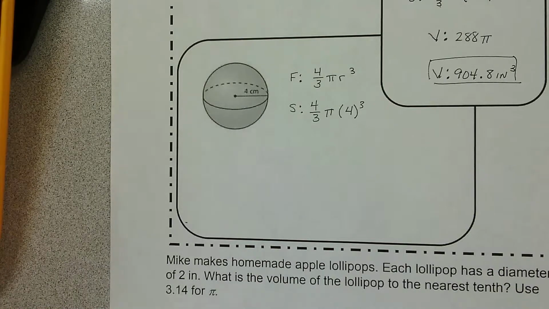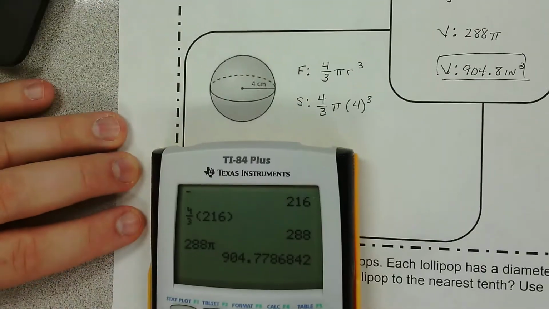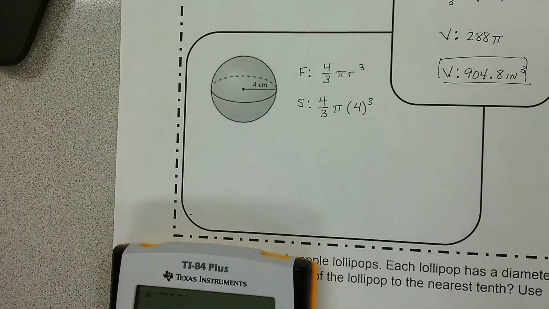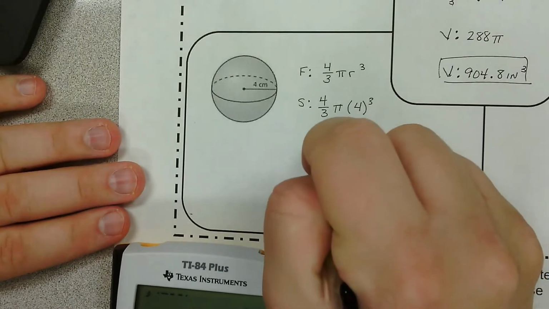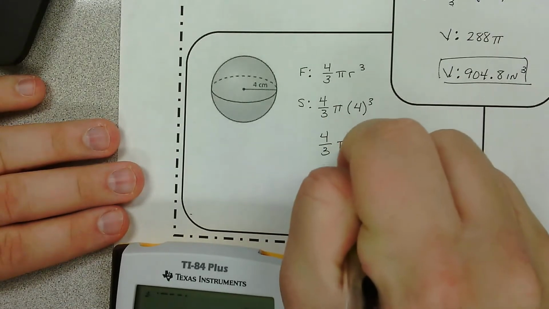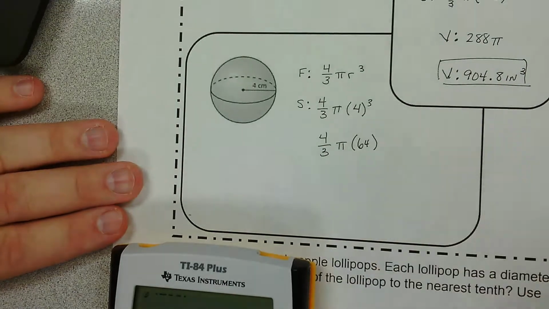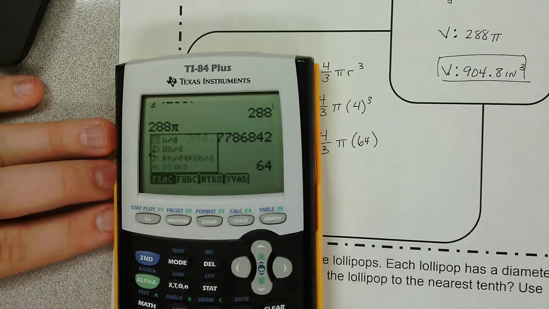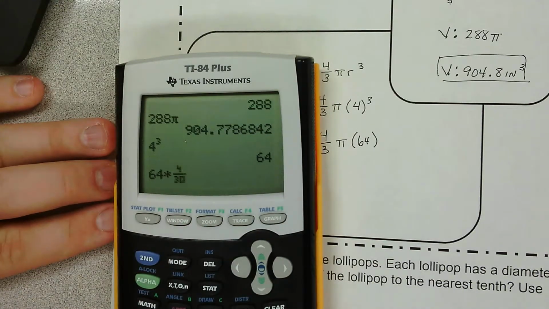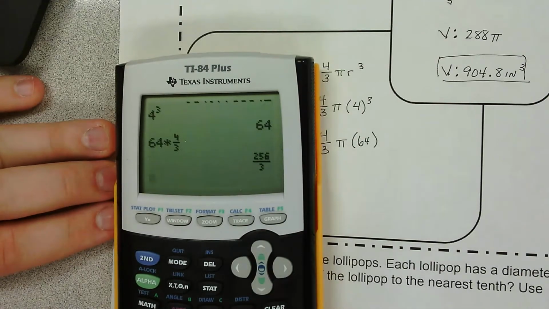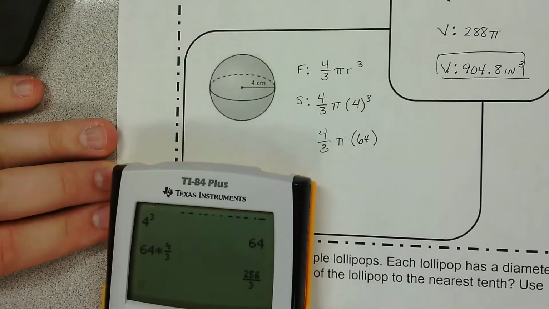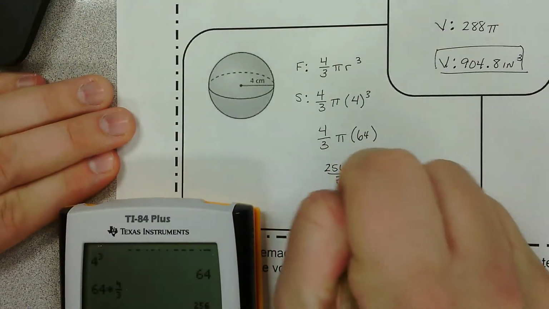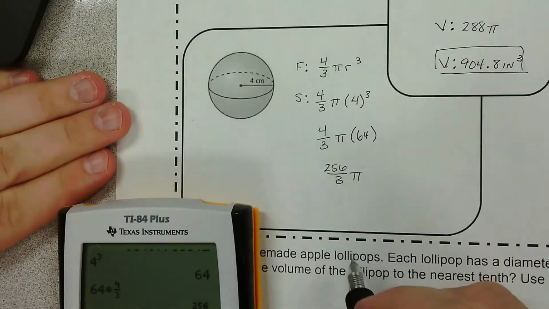Let's go ahead and put this answer in terms of pi as well. So we are going to go 4 cubed, which is 64. 4 times 4 is 16. 16 times 4 is 64. So we have 4/3 pi times 64. We're going to go 64 times 4/3. That gives us 256 over 3. Let's go ahead and keep that. So we're going to have 256 over 3 pi. So this is our answer in terms of pi.